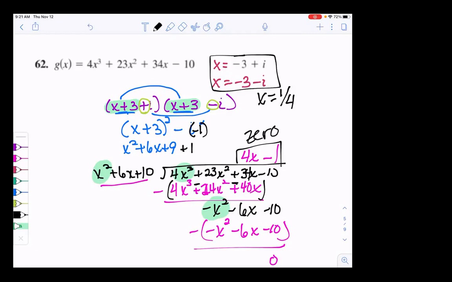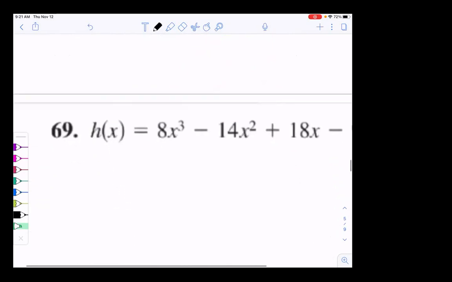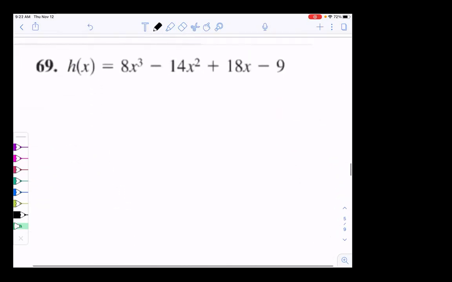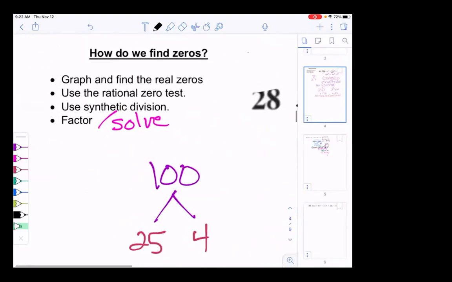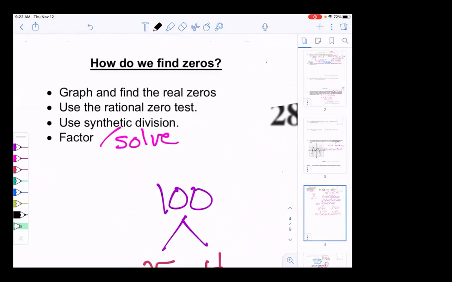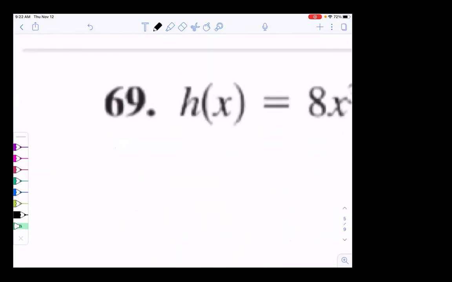So there's one final problem that I wanted to go over, and that was number 69. Here it is. 69 would be the problem that we're going to try and apply these 3, 4 pieces to. Because it's not factorable, I'm going to have to graph it and find the real zeros. We're going to have to use the rational zero test, use synthetic division, and then try and solve it or factor our remaining answer. So we're going to try and do those pieces for this last problem.